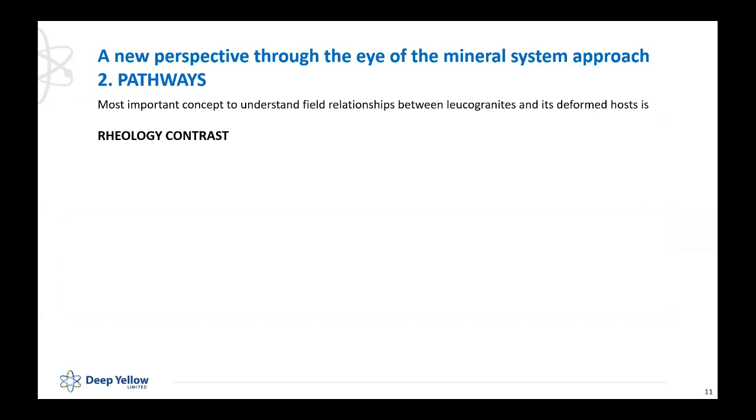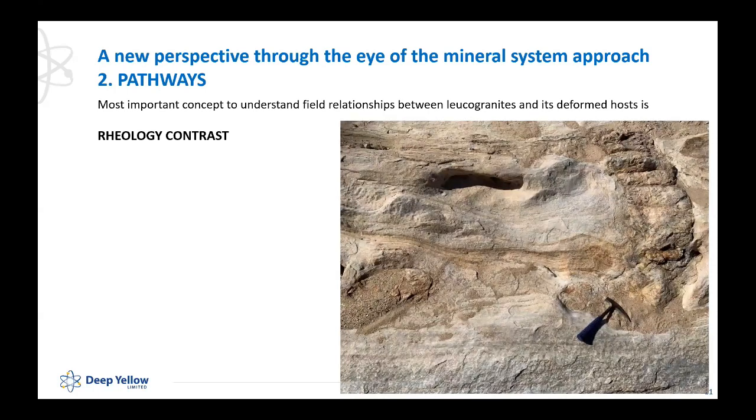In the next few slides, I'm going to go through a system of source region, pathways, and deposition sites to explain how we think this mineral system of these uranium deposits, this uranium mineralization, came about. And the most important concept to understand there, when we go out in the field and look at the outcrops, is the rheological contrast: how they interact between the melts of these felsic intrusives and the various host rocks. And I'll show you a few pictures.